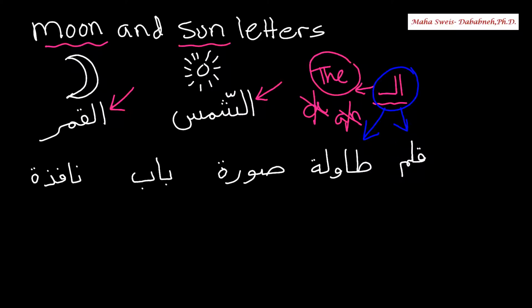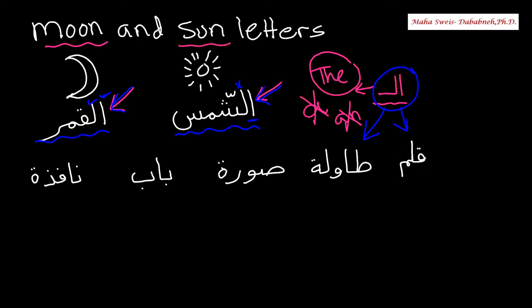When I say الشمس, القمر, let's see why they call them moon and sun letters. Can you please hear the words again? الشمس, القمر. What's the difference when I pronounce both?